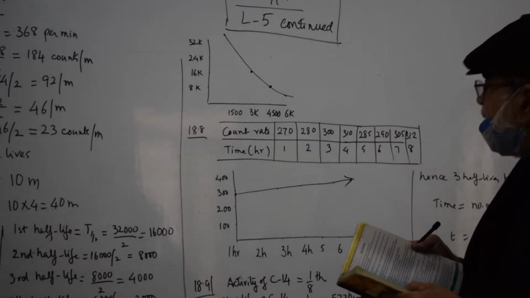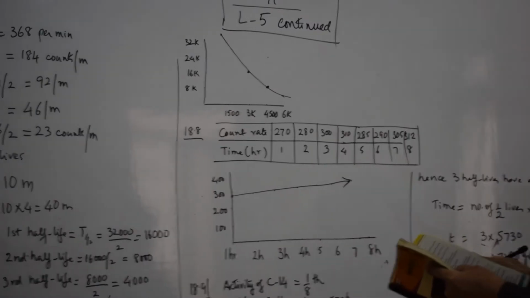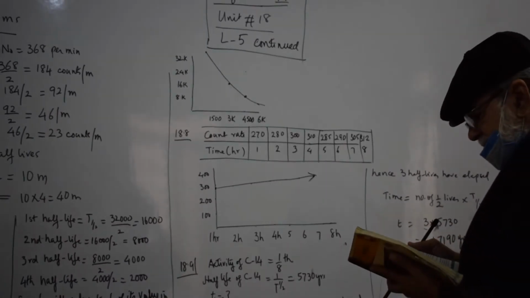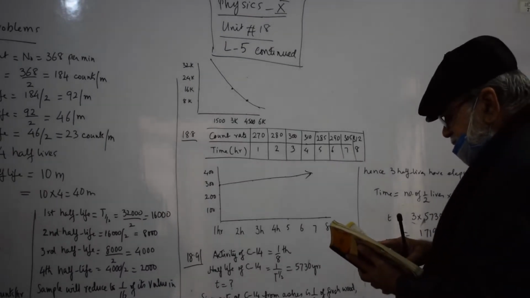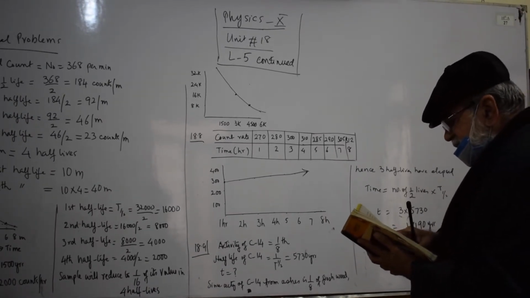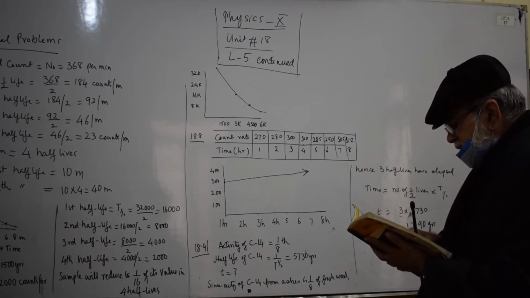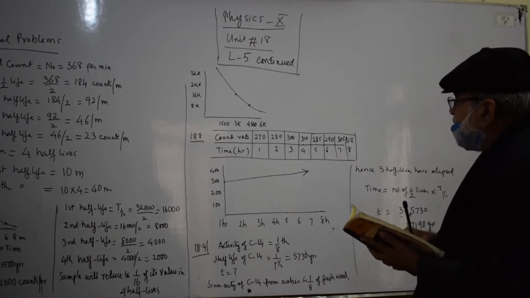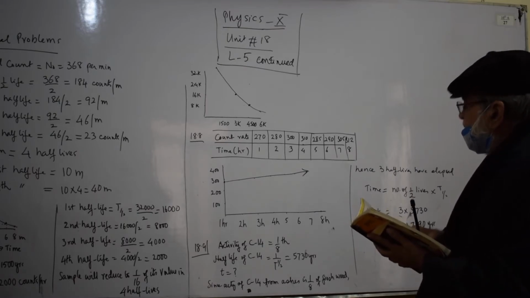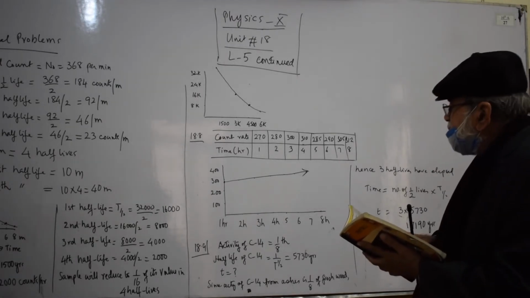Now 18.8, which says that the half-life of a radioactive element was found to be 4,000 years. The count rates for 8 successive hours were found to be 270, 280, 300, 310, 285, 290, 305 and 312. What does the variation in count rate show?